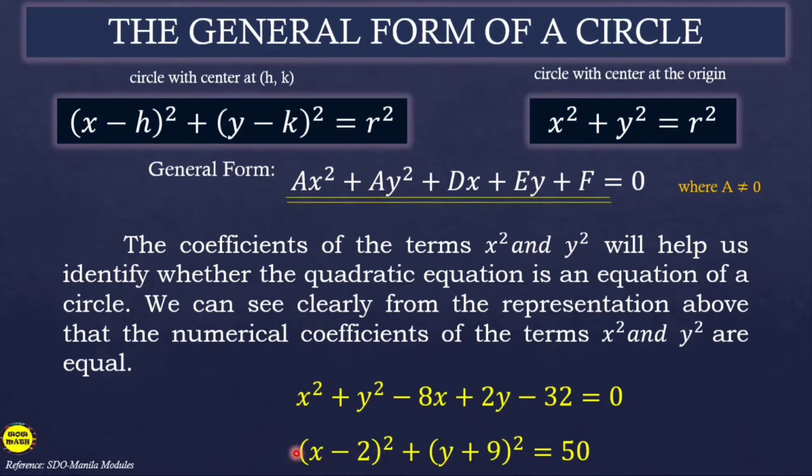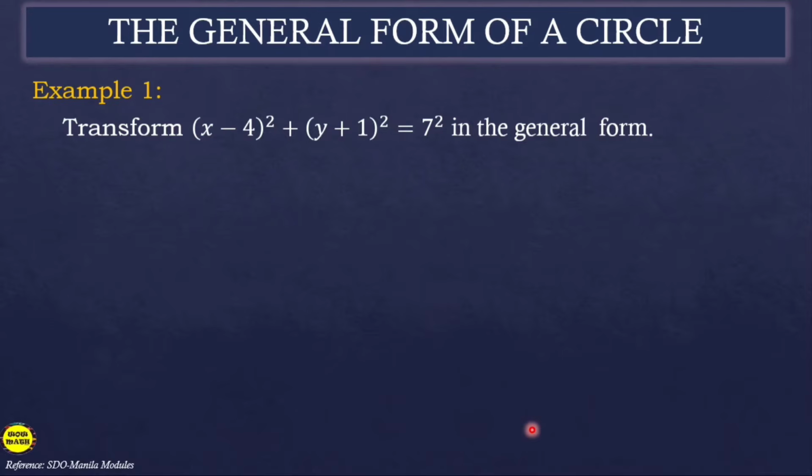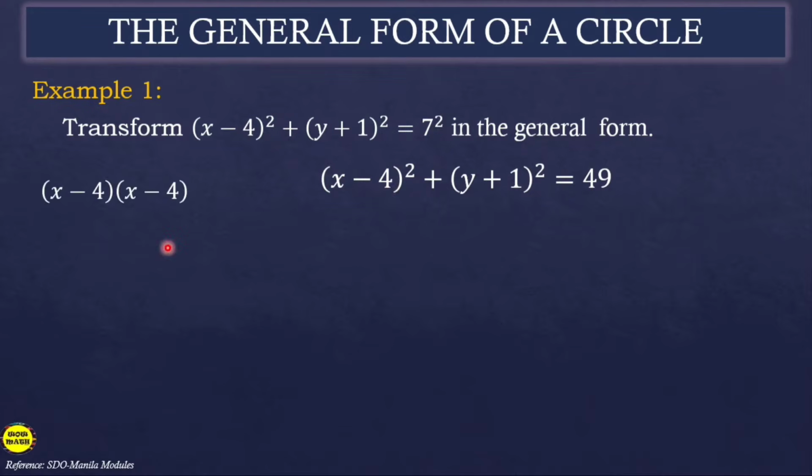Ganon din ito. Okay? X squared, kapag in-expand natin, y squared. Transform the quantity of x minus 4 squared plus the quantity of y plus 1 squared is equal to 7 squared in the general form. So, una, i-expand muna natin yung x minus 4 squared at yung y plus 1 squared. Kasi ibig sabihin nito, dalawang beses natin multiply sa x minus 4. So, x minus 4 times x minus 4, pwede gamitin yung FOIL method.